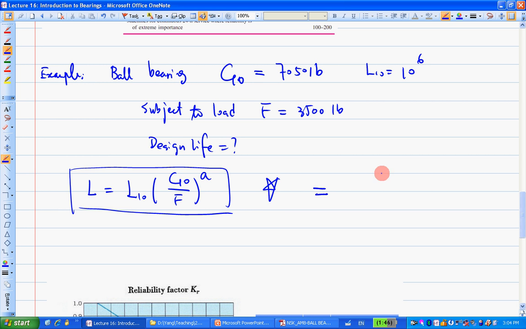Your L is 8.17 times 10 to the power 6 cycles or revolutions. So that's your L10. Basically, this is your L10 life under this load F here. So this is the L10 life under the load, right?